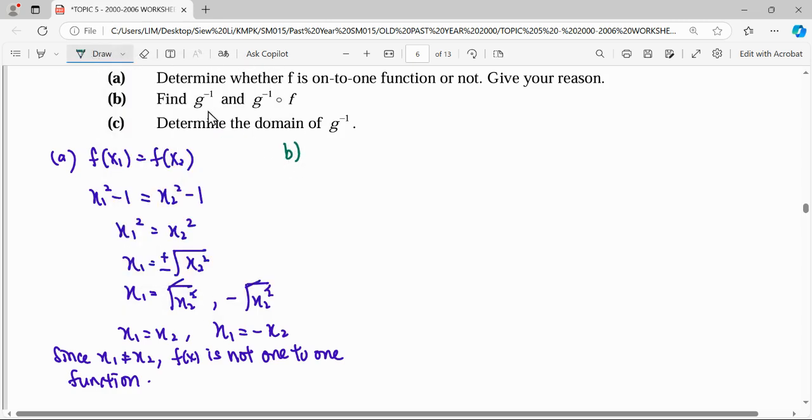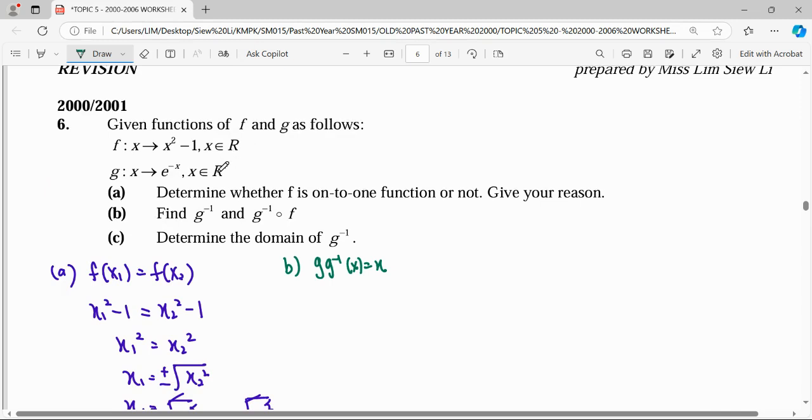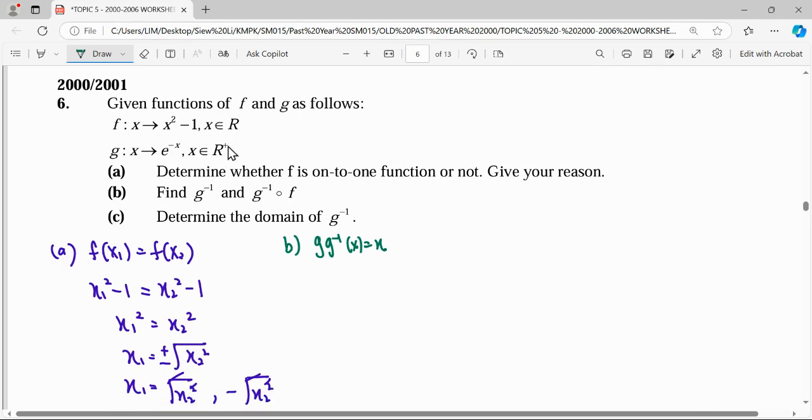Then afterward, question B, to find g inverse. So g inverse of x equals x. Our domain here taking the positive value doesn't affect us, but it may affect our domain and range later. So we just calculate as usual. Substitute g inverse inside the function of g, it will be e to the power of negative g inverse. So when I move the e exponential to the opposite side, it will become ln x. Then g inverse will equal negative ln x.